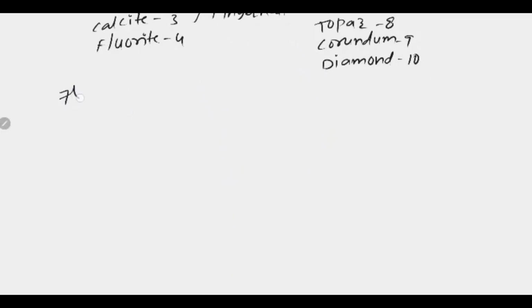Next, specific gravity, which is also very important to identify a mineral. It is the ratio of the weight of the mineral to an equal volume of water at 4 degrees centigrade. It depends on the weight and spacing of its atoms. A mineral having heavier or closely spaced atoms will have a high specific gravity, while a mineral having lighter and widely spaced atoms will have a low specific gravity.